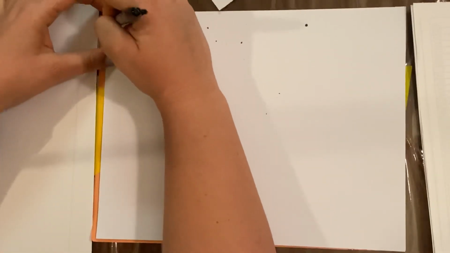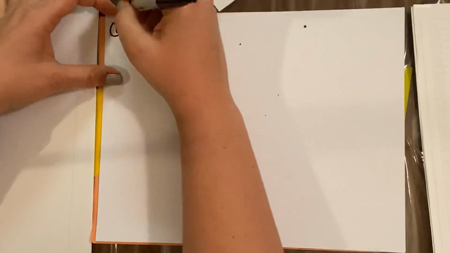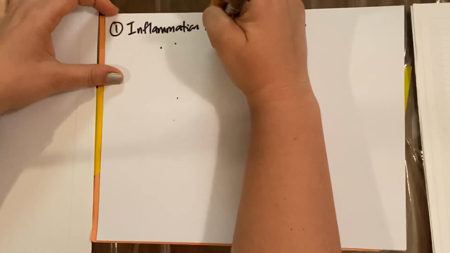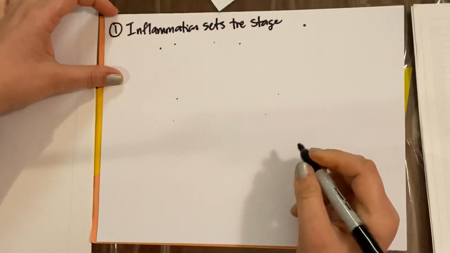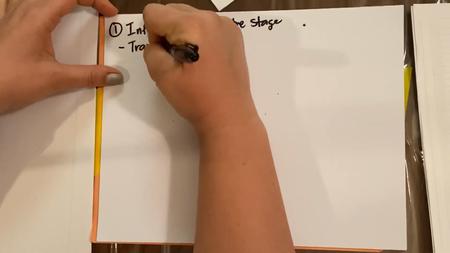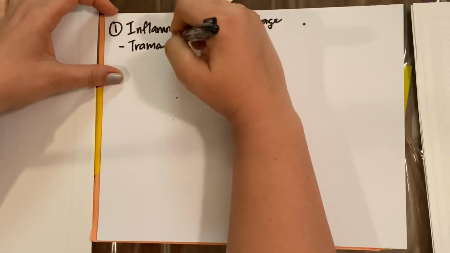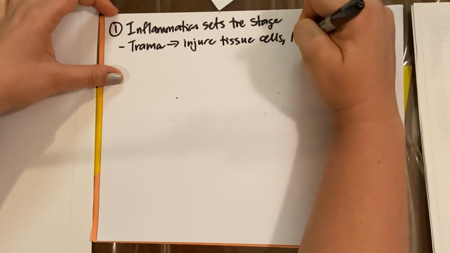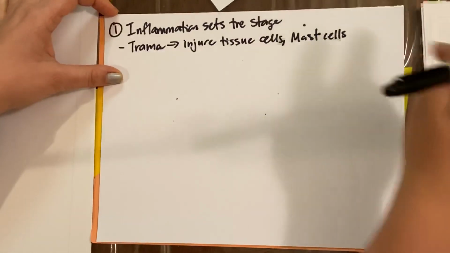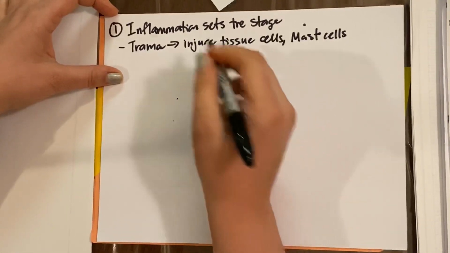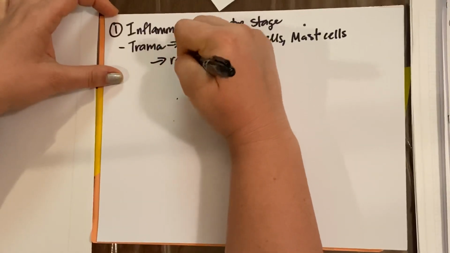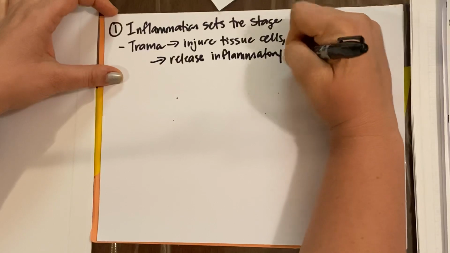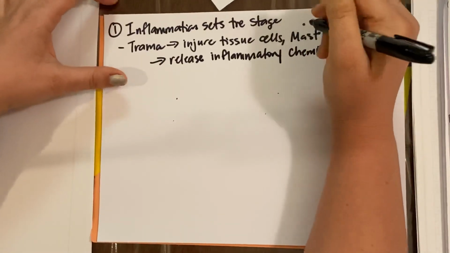So this first step of tissue repair, we're going to title it, inflammation sets the stage. Okay, so what's happening is that there's some type of trauma, and the trauma is going to injure tissue cells. It may injure mast cells, which are one of the cells that we can find in the tissues. And when that happens, those cells are going to release inflammatory chemicals. It's like they've been cut and then they release these chemicals.